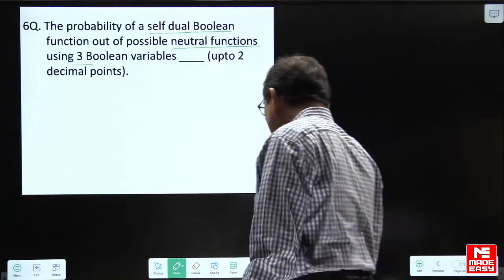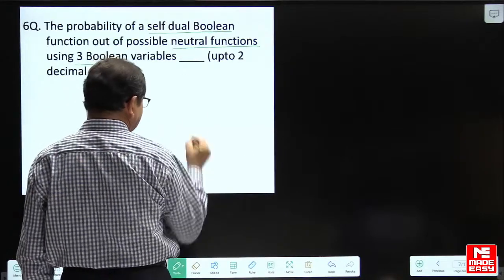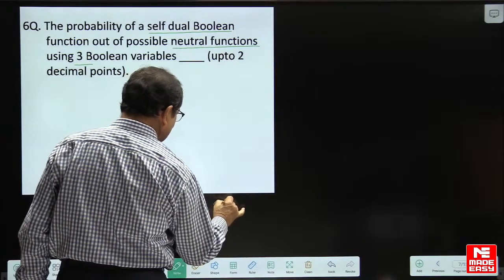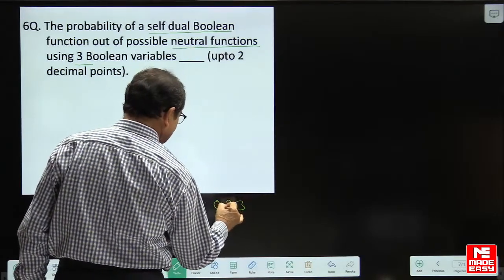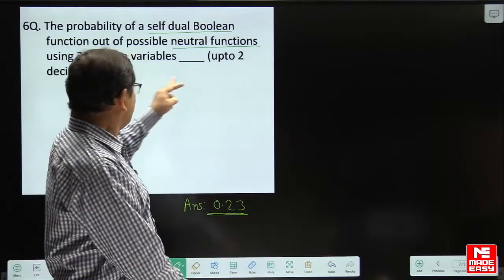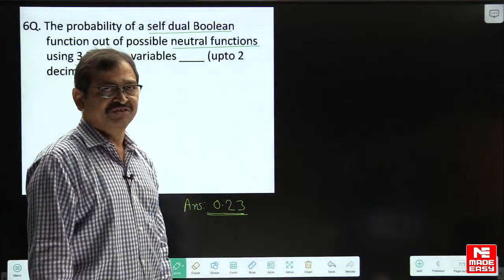So somebody has answered. The answer, if you try well, must be 0.23. It must be 0.23. It is the answer. The answer we want up to 2 decimal points. So 0.23 is the right answer.